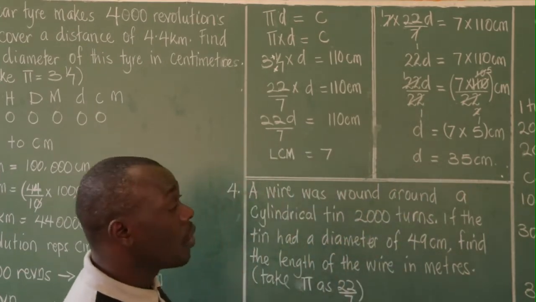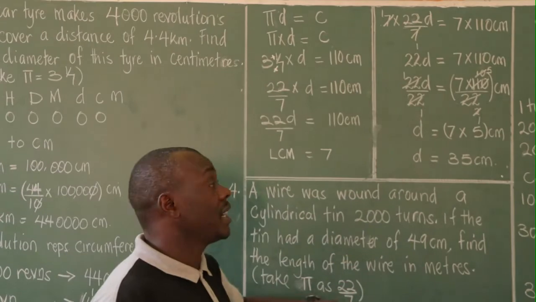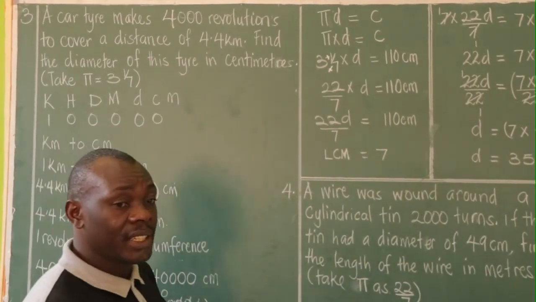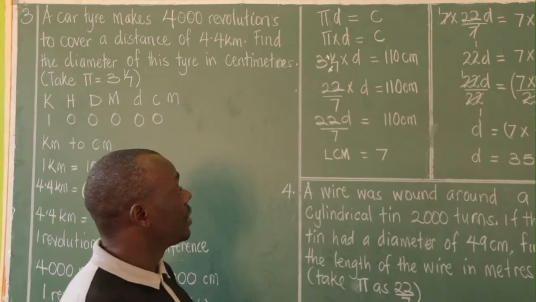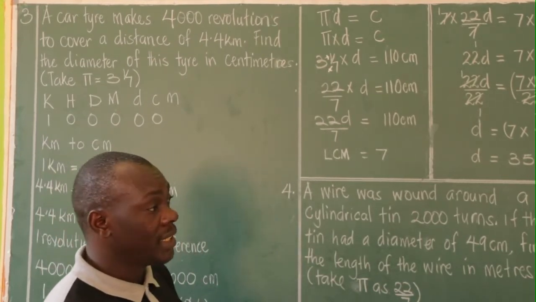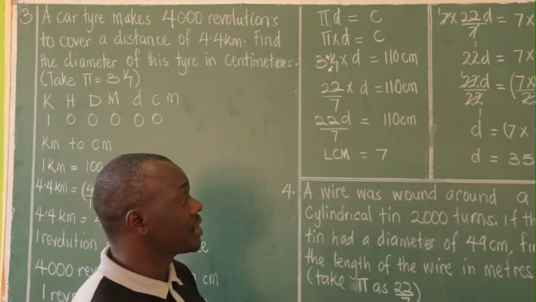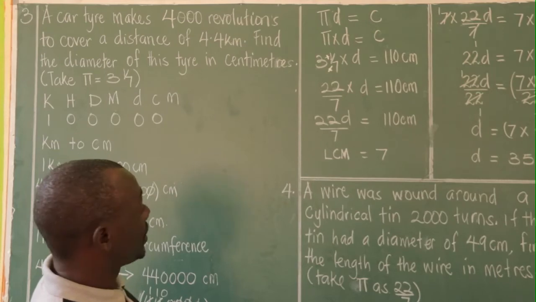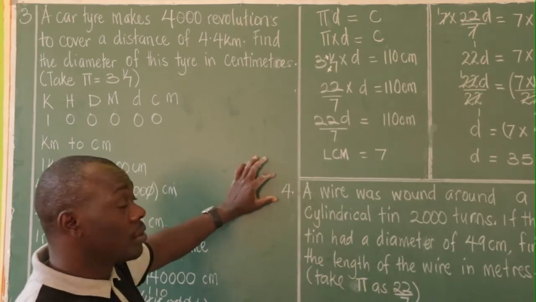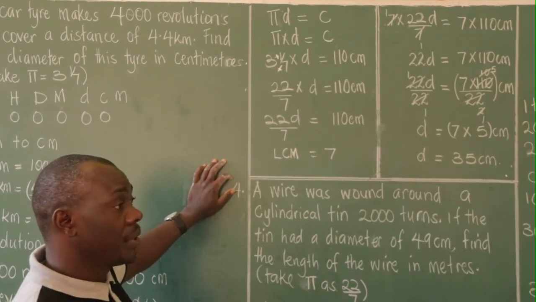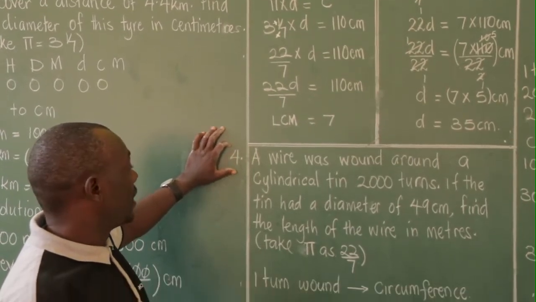Therefore, one can find the diameter given the number of revolutions as well as the distance. And that is only reached when one knows how to apply circumference. So apply circumference, you will know the diameter of your car tire. Then we shall go to example number 4, which will help you apply circumference in life.